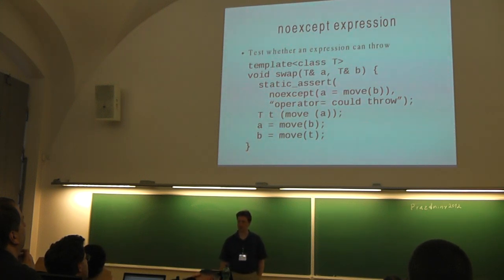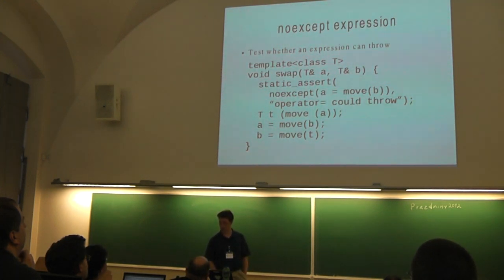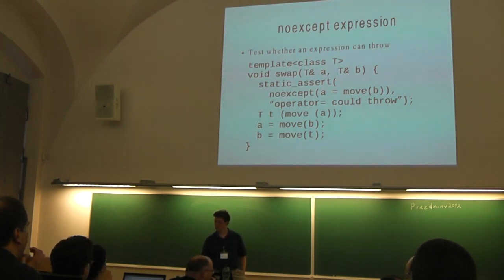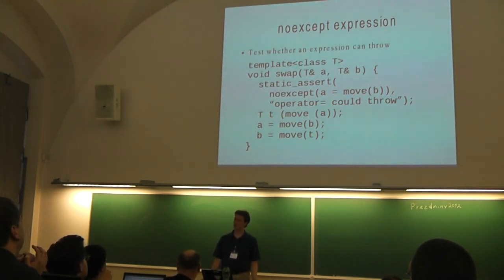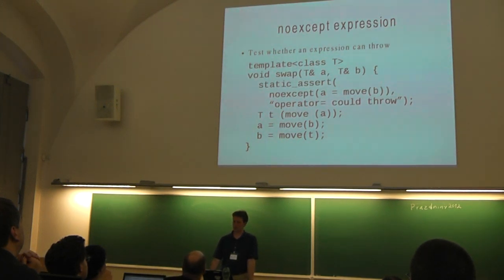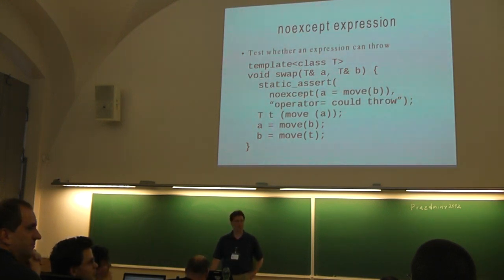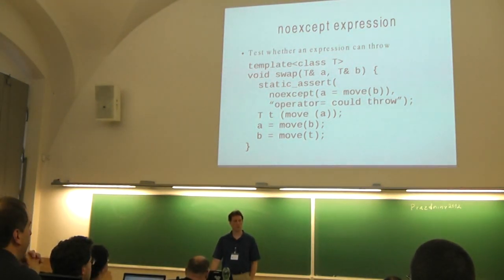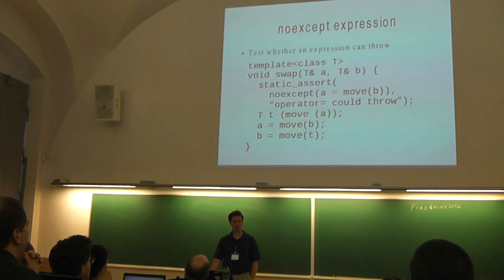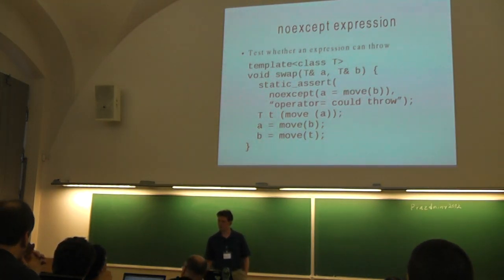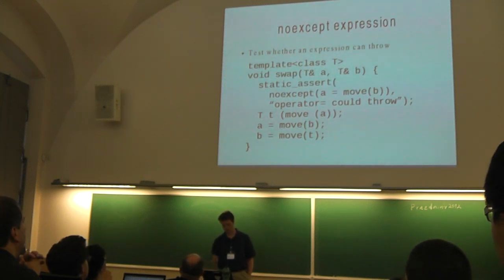So that if you try to swap things where the move assignment can throw, then it will fail. And you don't see the body of the function. It needs to be declared noexcept. Does it mean that it runs that part or does it just not match? Yeah, it's a compile time error. How can you do it so the overload doesn't match? You can use enable_if.